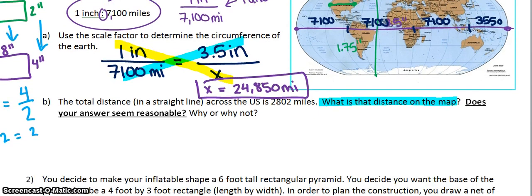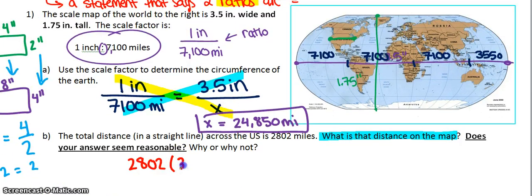Okay, so what I saw a lot of students doing, and please don't write this down, is doing 2,802 miles times some number. So some people multiplied it by 1 inch, some people multiplied it by like 3.5, and then you'll get a really big number. And does it make sense that the amount of inches this is on the map is a big number? No, it shouldn't be, because across the whole Earth is only 3.5 inches. So this little piece is probably even less than an inch. So when you say, does your answer seem reasonable, I want you to think about that.